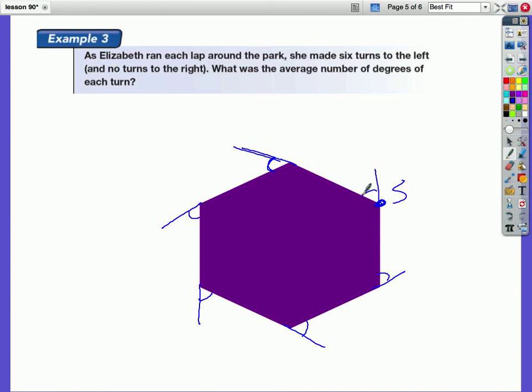So I want to know what was the average number of degrees of each turn. Remember, if we go one whole turn around, we have 360 degrees. All we need to do is divide by how many turns we had. Because we're going 360 degrees here, we had 6 turns. Each of those turns is going to be 60 degrees. So all I did was take that 360, which is all my turns together because that's one full turn around, and divide by how many turns I had.